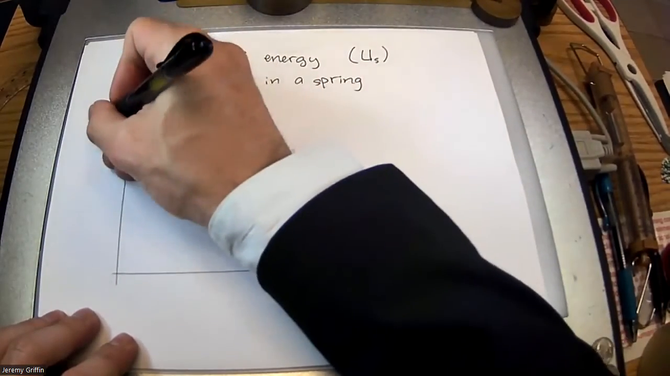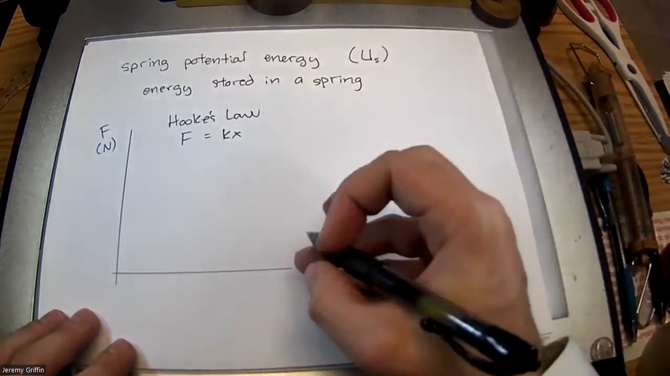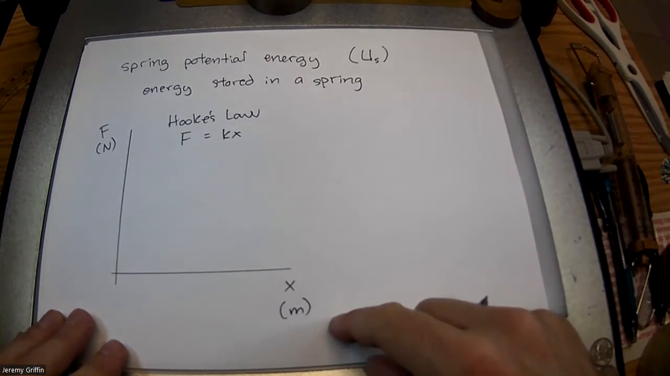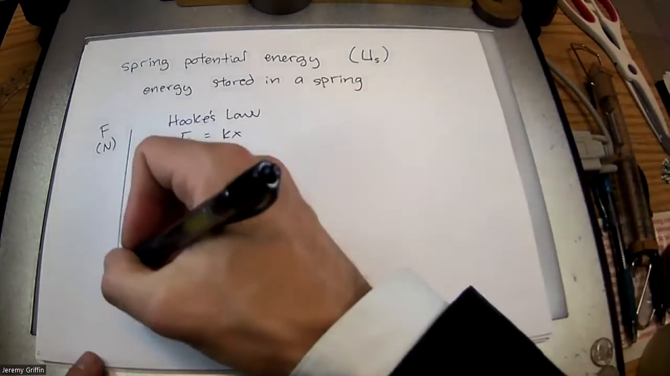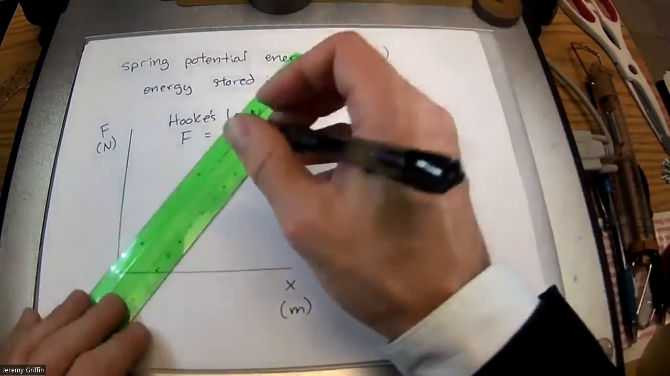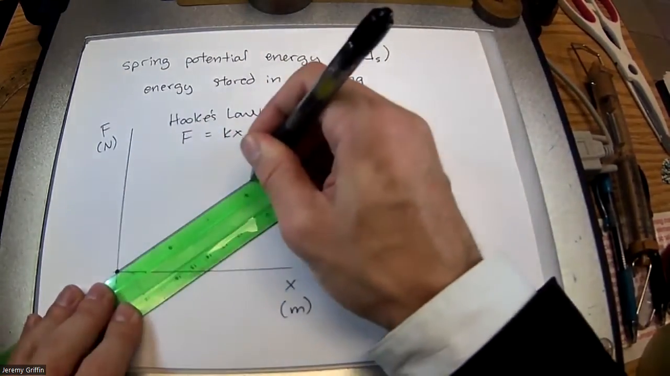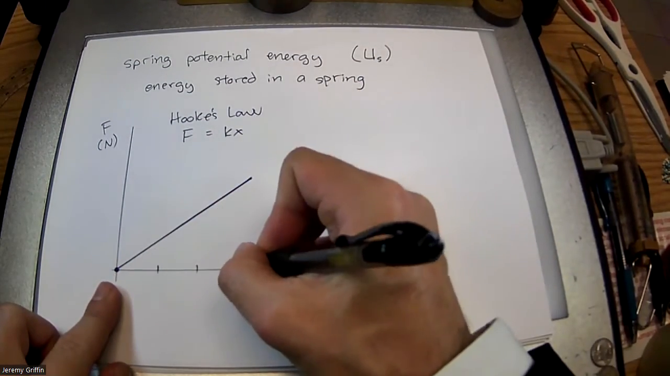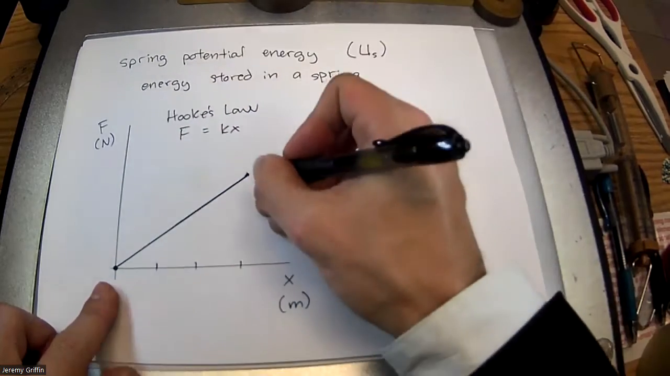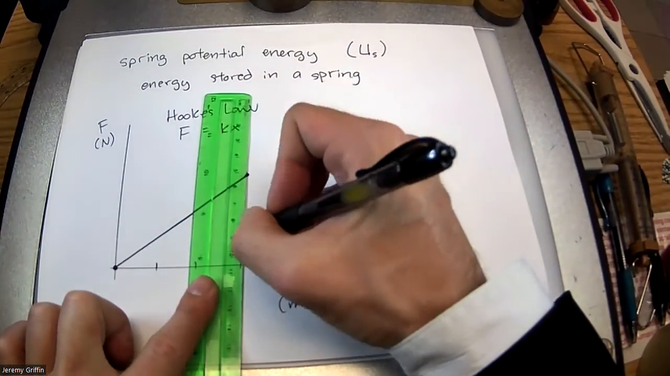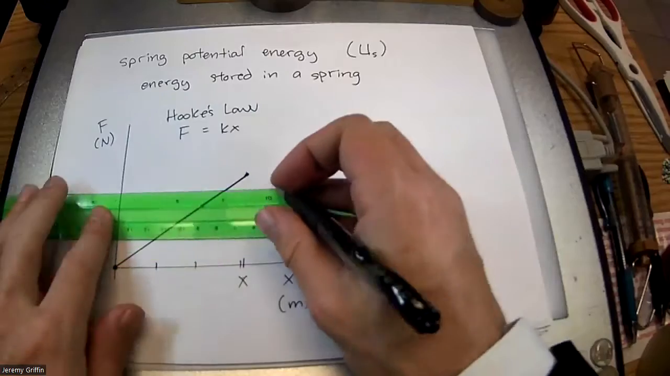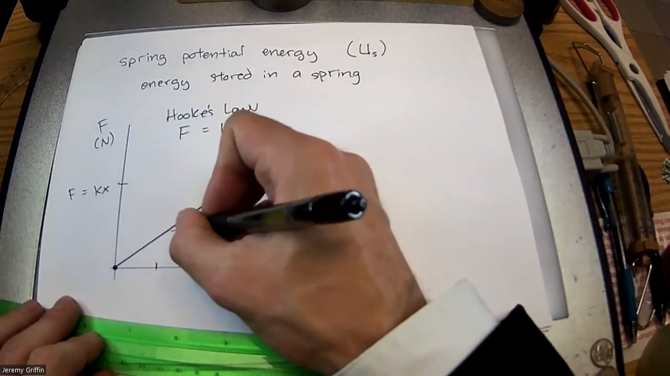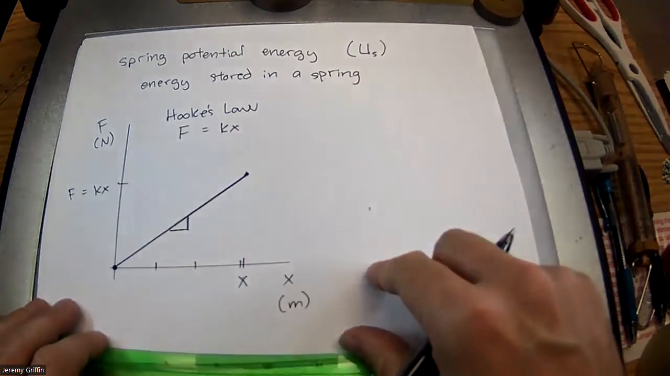So if I had a graph and I put force in newtons on the vertical axis and how much it's compressed or stretched on the horizontal axis, then not stretching or compressing at all would require 0 force, but then it takes off in a linear relationship. If I compress it 3 times as far, it's going to take 3 times the force. If I compress it some general amount x, then it's going to require some force equal to k times x.